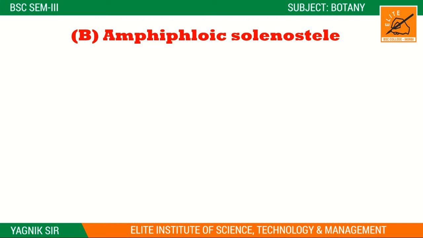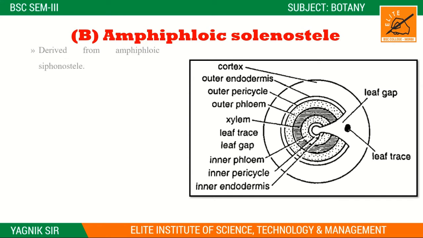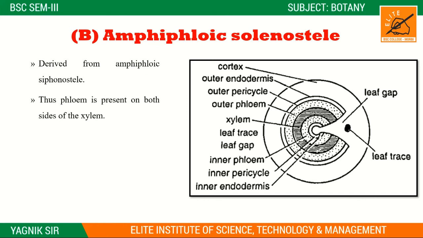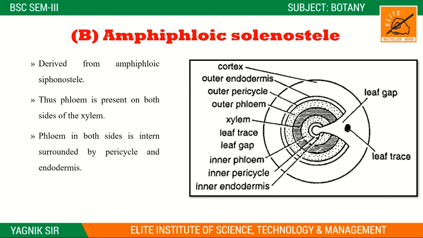Next type is amphiphloic solenostele, right? So what is the difference? Actually, this solenostele type is derived into amphiphloic siphonostele, right? This is the solenostele type, and this derived into the amphiphloic siphonostele. Thus, the phloem is present on both sides of the xylem, right? Here, outer side and inner side phloem rings are present, and the phloem on both sides is surrounded by the pericycle and the endodermis, right?